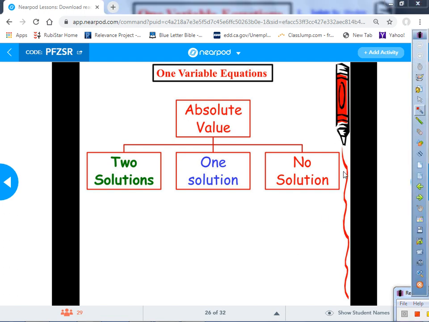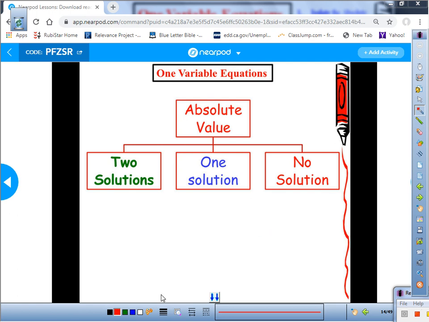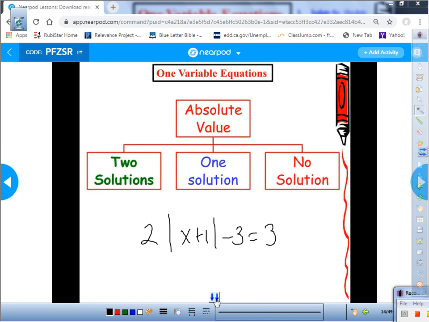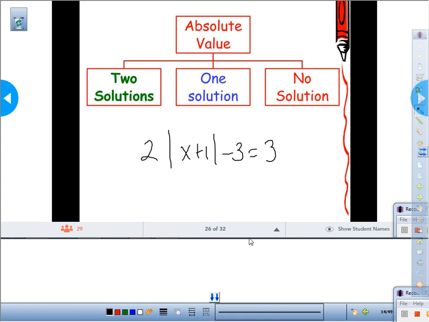Now in the home plate that I gave you, you're going to get some of these. Watch. I gave you stuff like this: 2 absolute value of x plus 1, minus 3, equals, give me a number? 3. Alright, so check this out. Look at it. What operations do we have outside the absolute value? Multiplication.